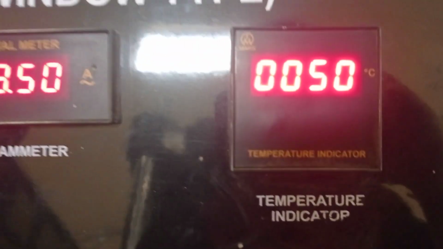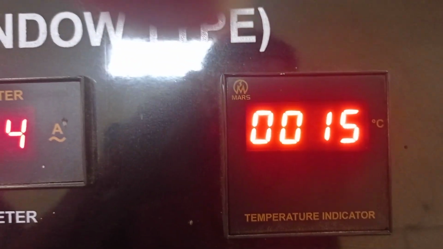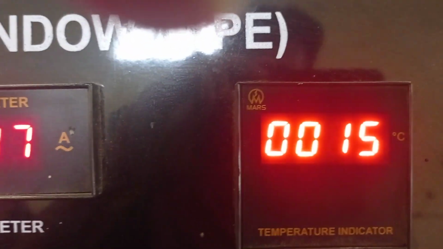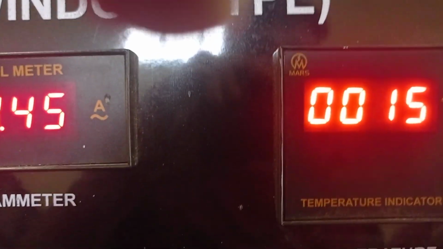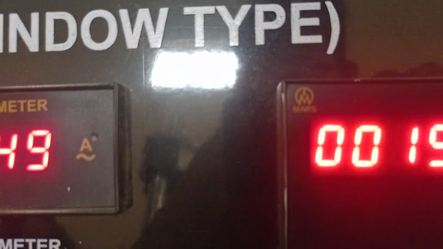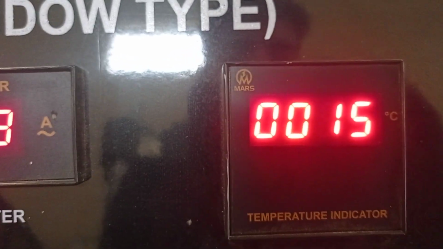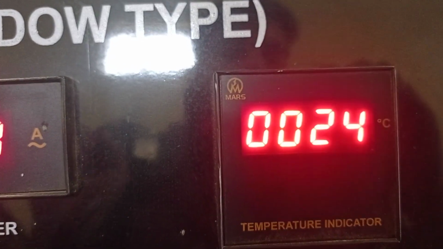Then it will pass through the expansion valve, which will drop the temperature. Here is the expansion valve through which it passes to the capillary tube, and the temperature drops and comes to T3. This is the evaporator inlet temperature, and it comes to 15 degrees Celsius. When the refrigerant passes through the atmospheric air and comes back to the system, the evaporator outlet temperature will be 14 degrees Celsius.